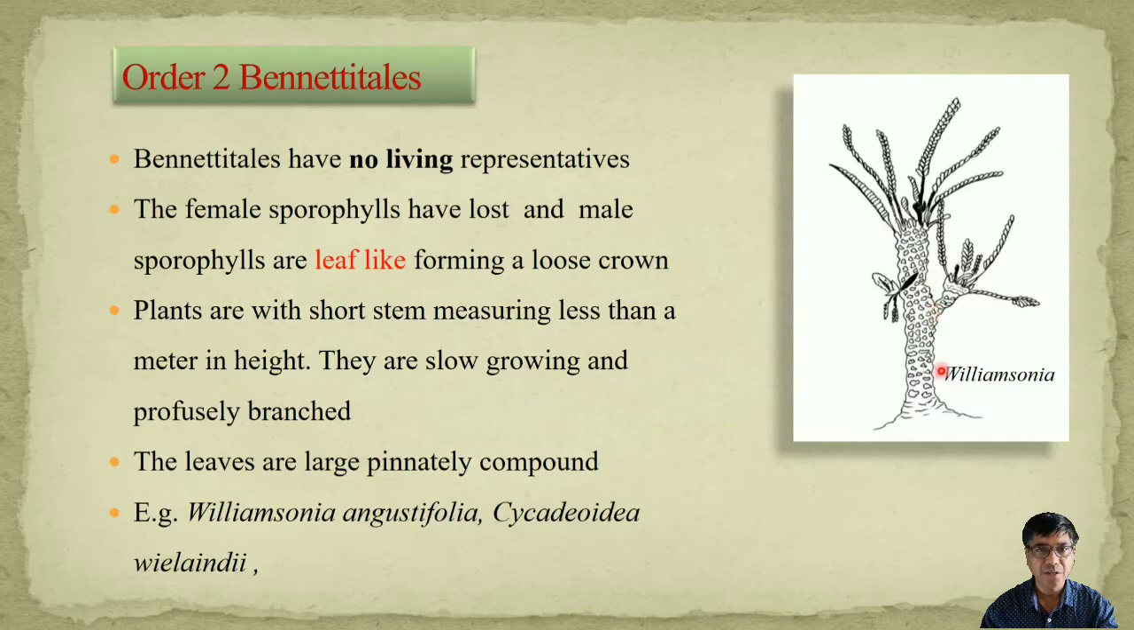Plants are with a short stem, measuring less than a meter in height. They are slow growing and profusely branched. The leaves are large, pinnately compound, attached to the rachis either on the lower or lateral side. Reproductive organs are called flowers. For example, Williamsonia. Other example, Cycadeoidea.